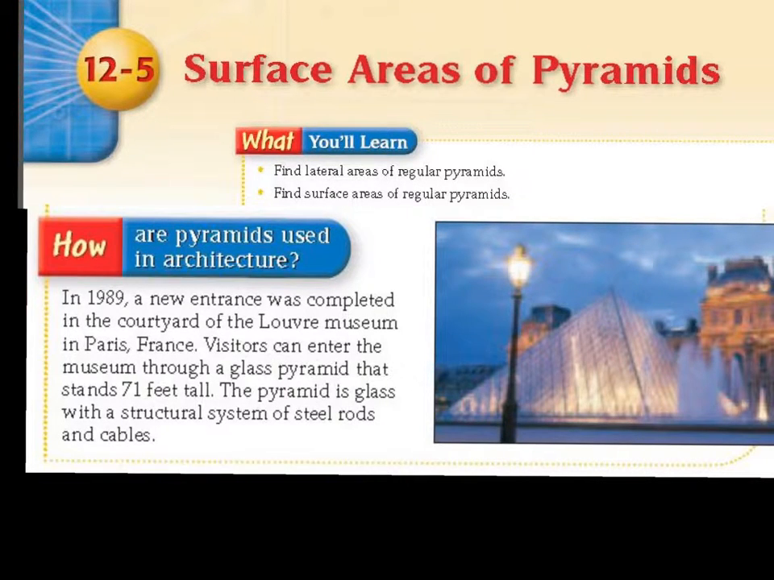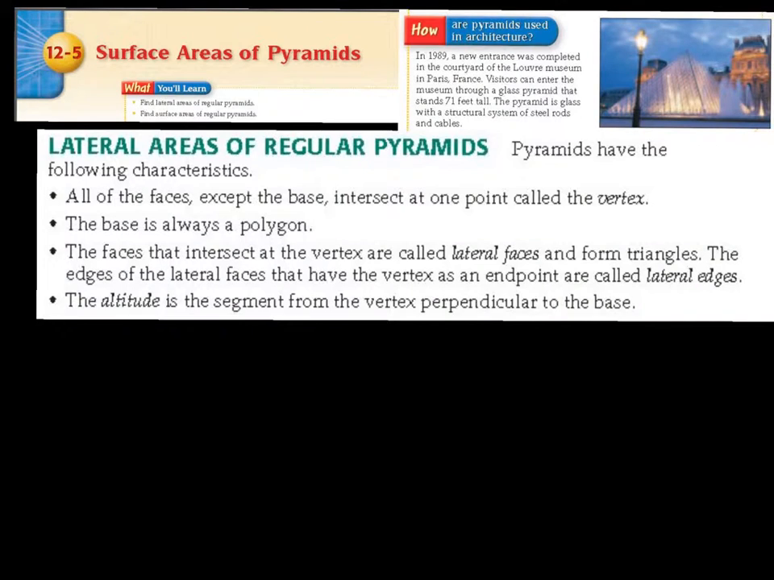In 1989, a new entrance was completed in the courtyard of the Louvre Museum in Paris, France. Visitors can enter the museum through a glass pyramid that stands 71 feet tall. The pyramid is glass with a structural system of steel rods and cables.